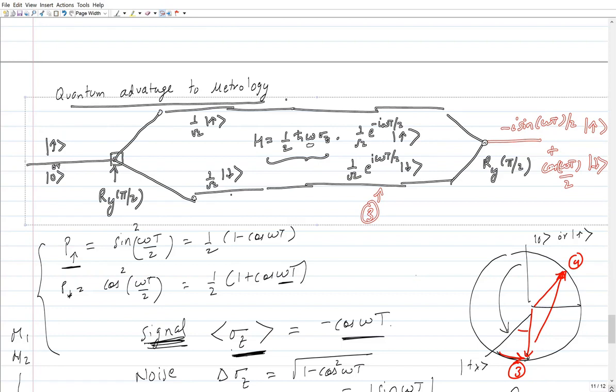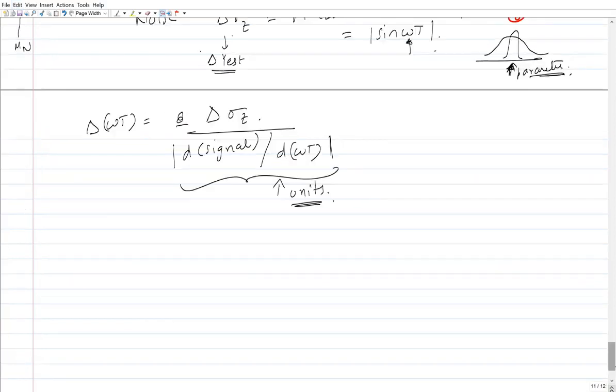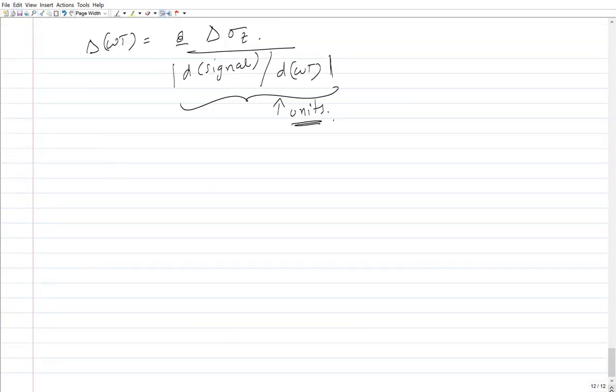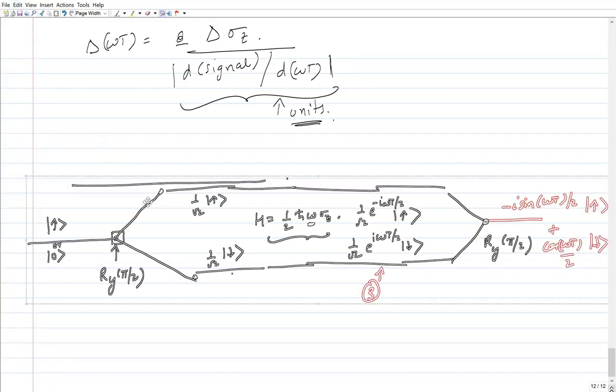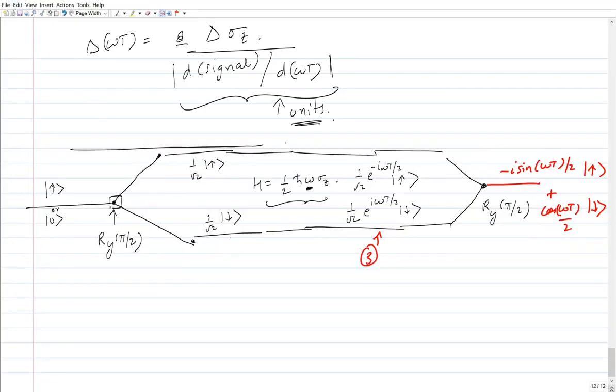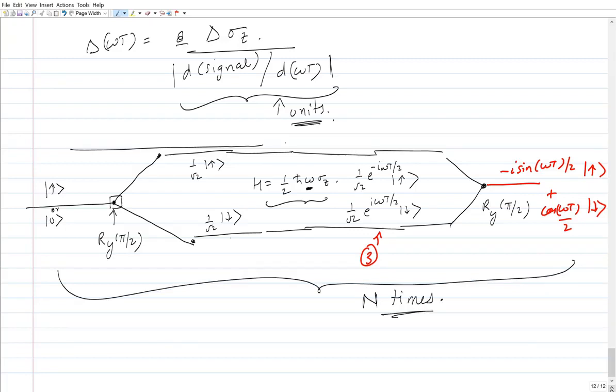I take care of this protocol. I do this experiment many times for n independent atoms. So this entire scheme is carried out n independent times. So I'm going to repeat this entire scheme n times. What do I get?